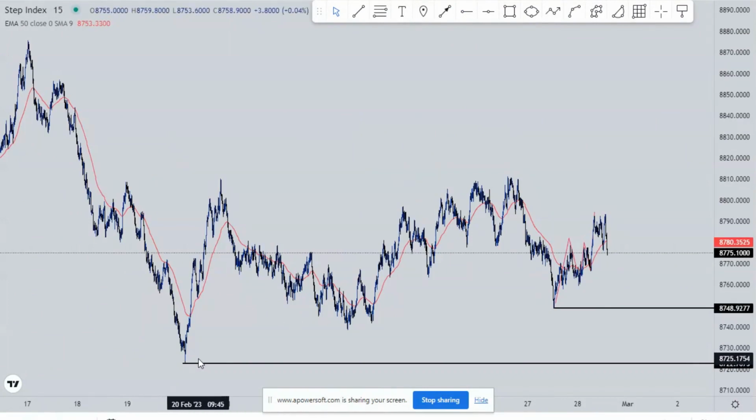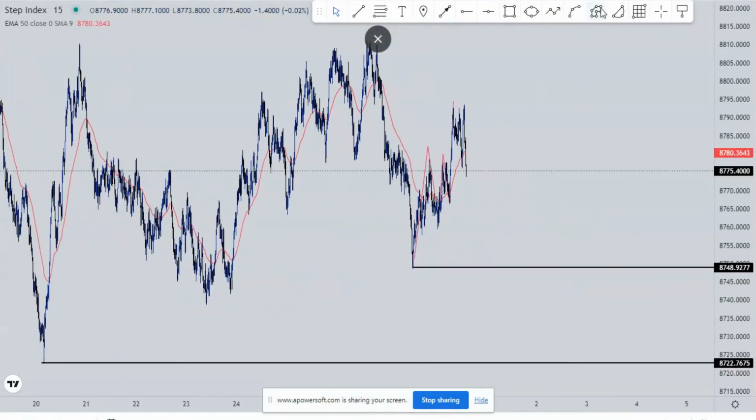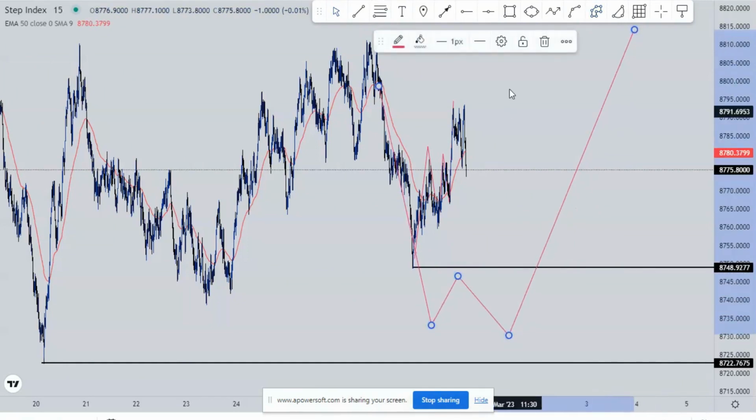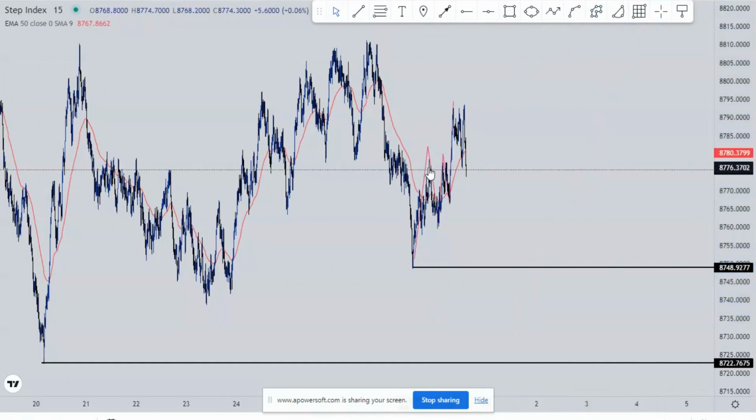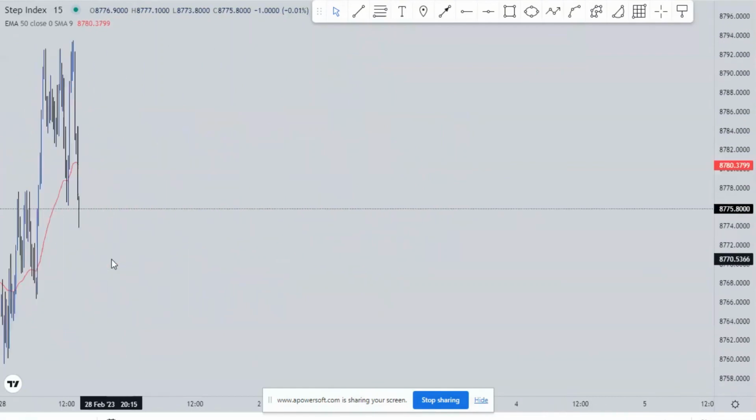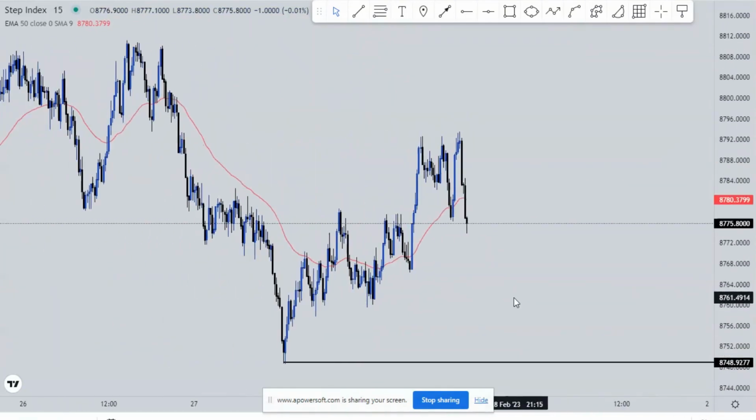If we really break here, I will confirm that step index is now bearish, but we are gravitating more so here. We could get something like this, and then we push back up. Those are just predictions. We have to loosen up and be free with what the market really gives. So that's it.